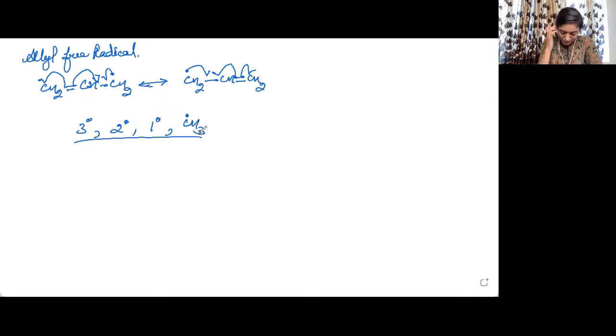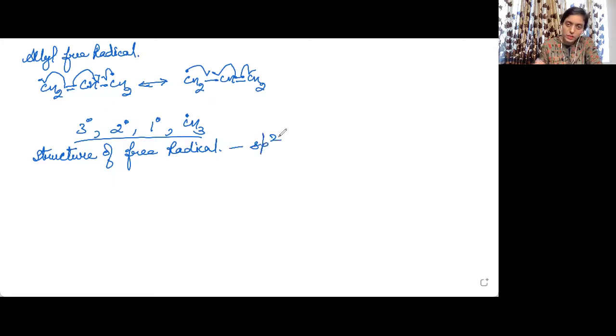Okay, so let us now move into the structure of free radical. The carbon which is containing the free radical is sp2 hybridized. The carbon containing the unpaired electron, that is a free radical, is sp2 hybridized. So if we are taking methyl free radical, this carbon will be sp2 hybridized. So when the carbon is sp2 hybridized, what is the structure? It is trigonal planar.